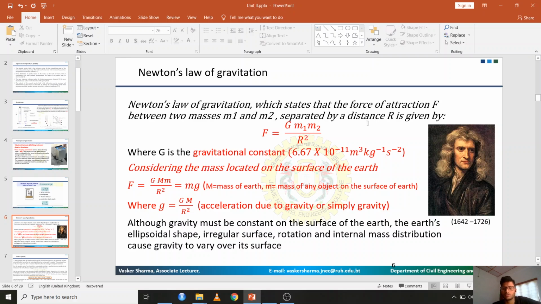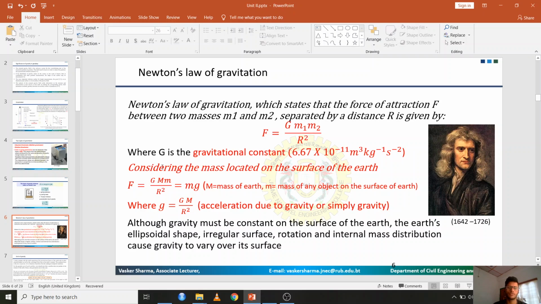They are separated by a distance r, and the force is equal to G, which is not acceleration but the gravitational constant. It remains constant, and m1 and m2 are the respective masses. If it is on the surface of the Earth, one mass becomes the mass of the Earth, and the other becomes the mass of the object on the surface of the Earth. And r is the radius of the Earth if the object is on the surface of the Earth. But if the object is between the Moon and the Earth, then the center to center distance between the Earth and the Moon becomes r.